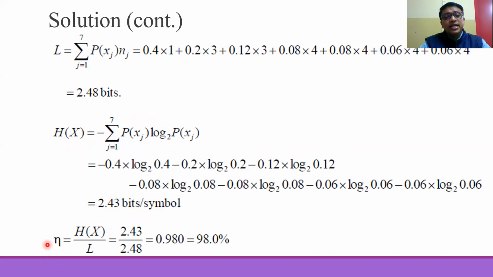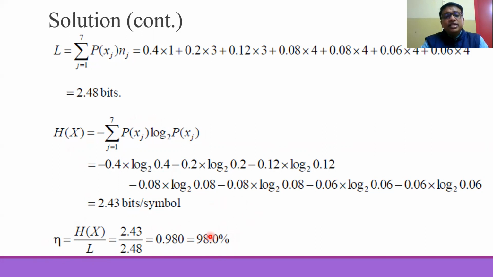So what is the efficiency? Efficiency is obviously the entropy divided by the average code length. So that is 2.43 divided by 2.48, which becomes 0.98. That means it has an efficiency of 98%. So this is the technique of using Huffman code to calculate the efficiency.